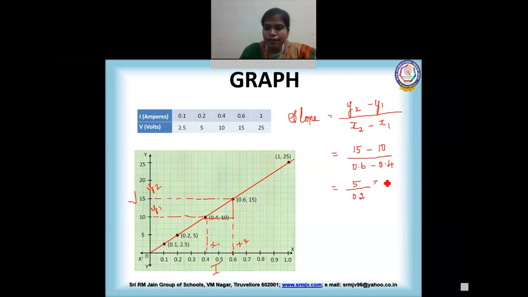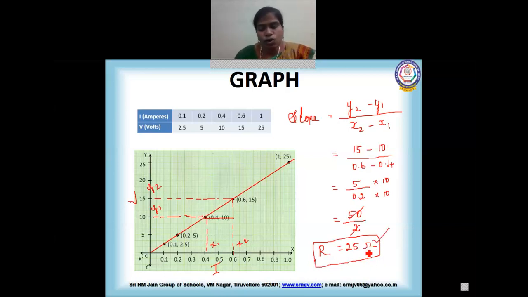So when I simplify this, I got the value of 25 ohm. The slope is nothing but the resistance offered by the resistor. So 25 ohm is a constant value we have got.